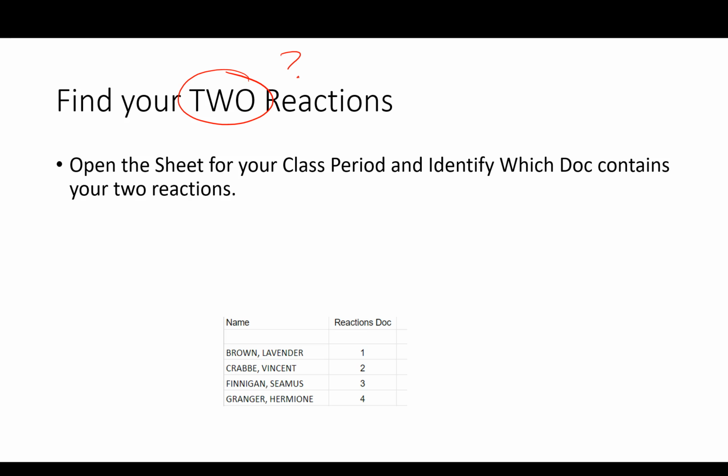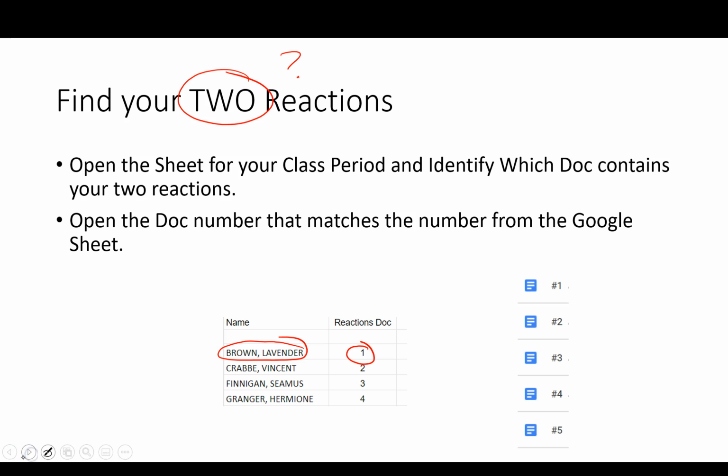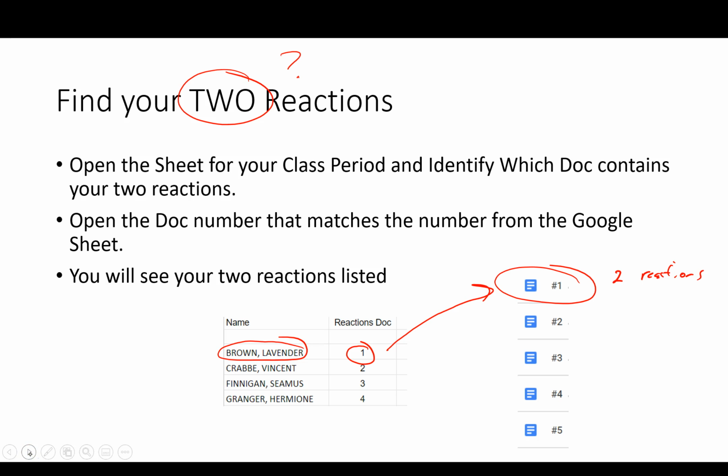What I need you to do first is go to that Google Sheet. If you're in period 2, you would open the Google Sheet for period 2. You'd find your name. Let's say this is me, Lavender, and it tells me that I will find my reactions in document number 1. Once I figure out which document to open, I would open document number 1, which will also be on Google Classroom. On that document, I will find my two reactions listed.